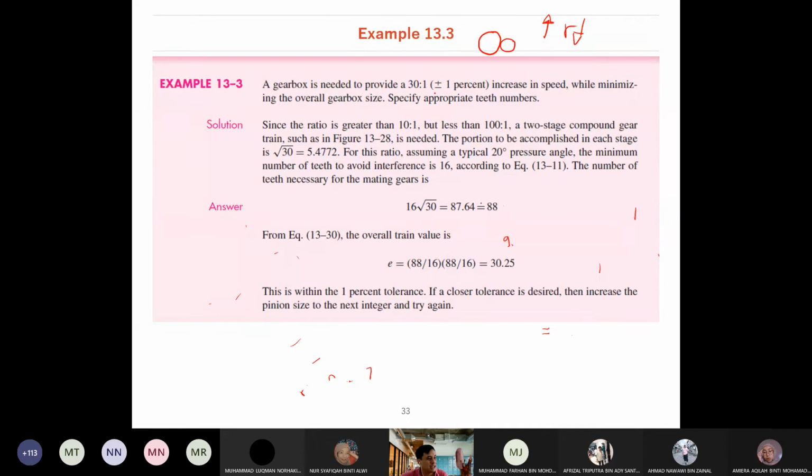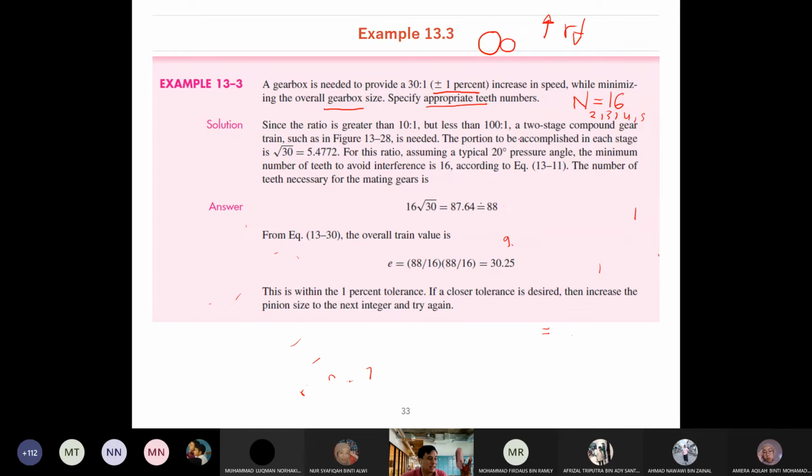Okay, itulah insight kat situ. Alright, cuma dia ada bagi addition about 1% tolerance, while minimizing the overall gearbox size. Specify appropriate number of T. So information awak tahu, awak perlukan 30, which is you need a 2-stage compound gear. Dan untuk elakkan interference, the number of T minimum adalah 16. Okay, the question ni you tak tahu which gear is it. Maybe gear 2, gear 3 ataupun gear 4 ataupun gear 5 kan, you tak tahu.